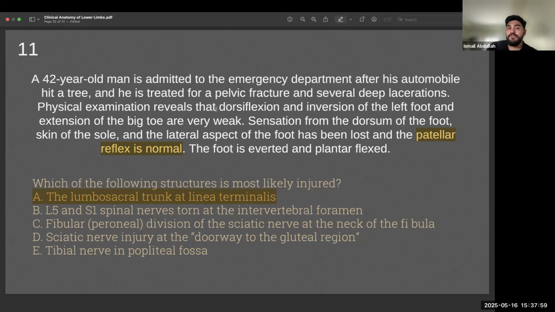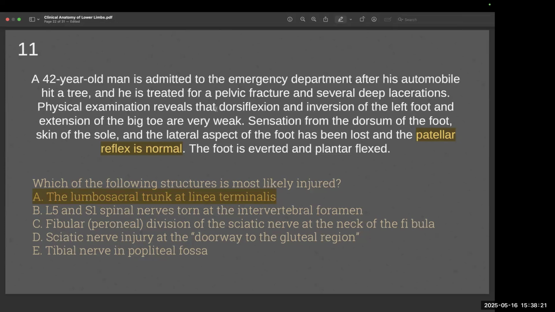For example, you're almost going to say the answer is C, fibular division of the sciatic nerve, which I almost agreed to. But again, skin of the sole is not supplied by the fibular division. Which makes me think, oh no, this is not the answer. You see where I'm going at? I have just one more question.